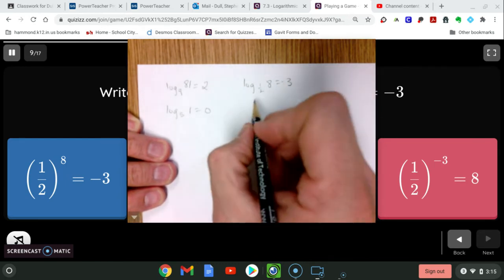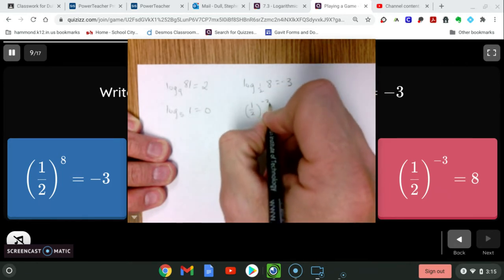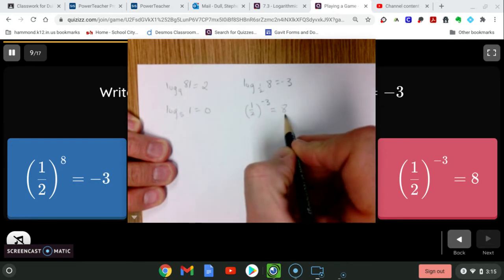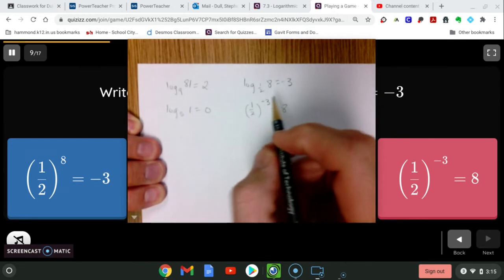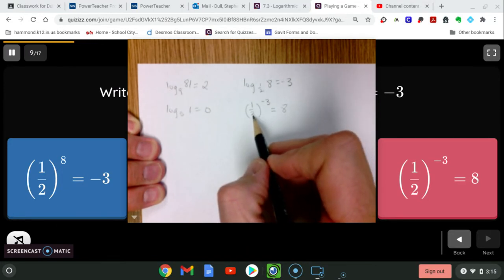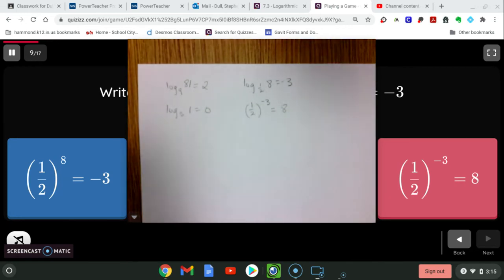So we know the base is always the base, and the log is the exponent. So 1/2 to the negative 3 power is equal to 8. And that makes sense now. 1/2 to the negative 3 is the same as the reciprocal, 2 to the positive 3. 2 to the third is equal to 8.